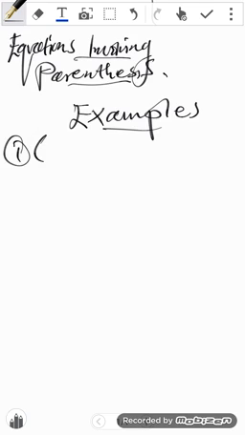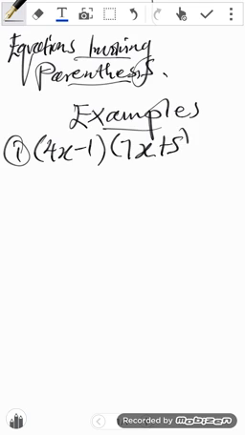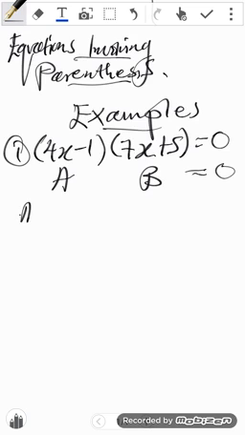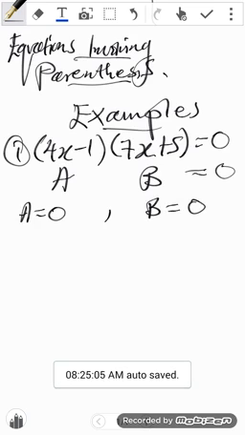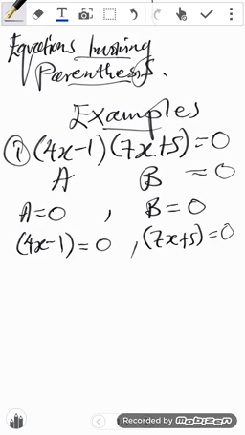So number one says, open brackets 4x minus 1, close, then we also have open brackets 7x plus 5 is equal to 0. So now to solve this, you first have to identify the number of brackets you have. You have bracket A and bracket B being equated to 0. So you say, bracket A equated to 0, comma, bracket B equated to 0. Then you write the elements that are in bracket A. In this case, we have 4x minus 1 being equated to 0. On the other hand, bracket B is having 7x plus 5 being equated to 0.